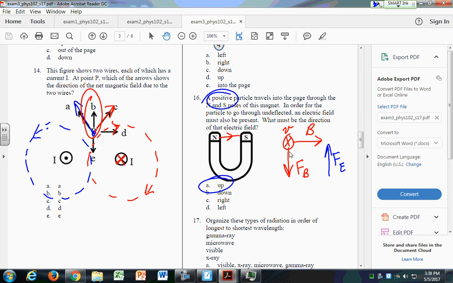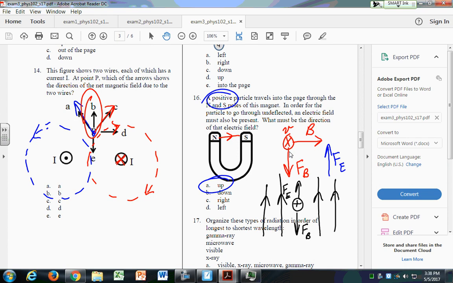The magnetic force is down. So if the magnetic force is down on this positive particle, the electric force must be up. Here's my positive particle. I have a magnetic force. And my electric force then has to be opposite that in the upward direction. And in order to get that electric force upward, the electric field is in the same direction as the electric force, because it's a positive particle.